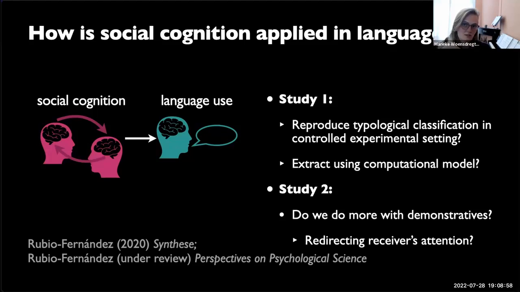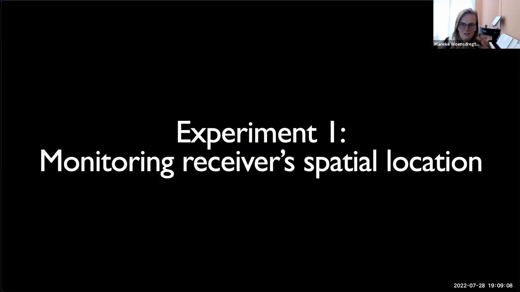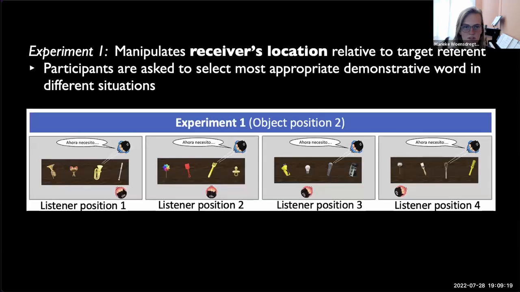So not just monitoring the receiver's spatial location, but also monitoring their attention and redirecting it by using demonstrative terms flexibly. Starting with study 1, we developed an experiment to see whether speakers of different languages monitor the receiver's spatial location when they use demonstrative words.